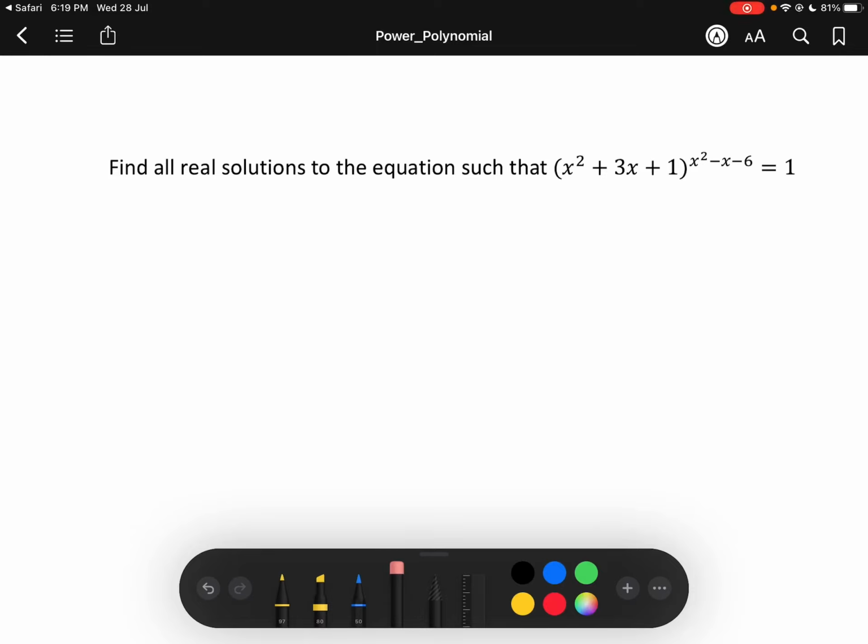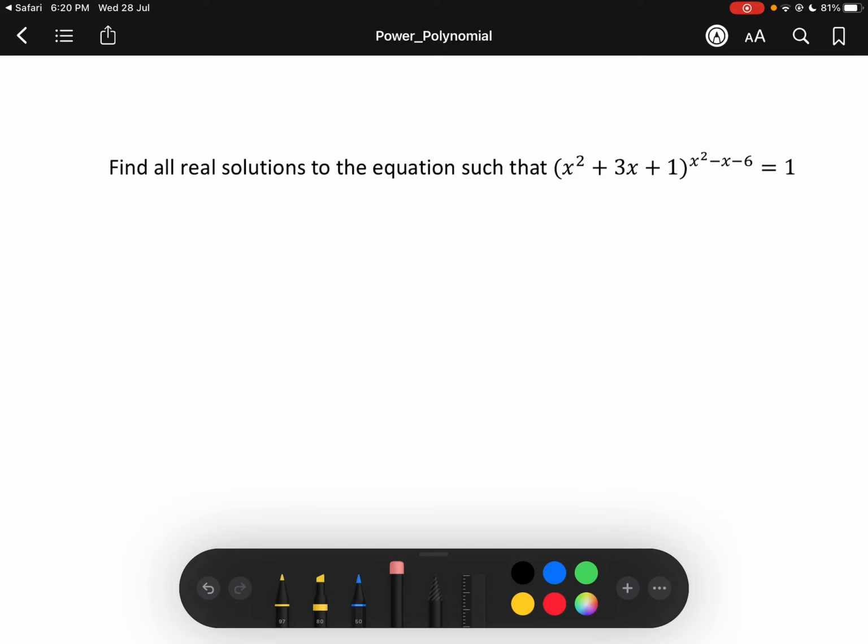Good evening and welcome to this calculus short where I'm going to go over this interesting question I found from a previous New Zealand Maths Olympiad. The question says to find all real solutions to the equation such that (x² + 3x + 1)^(x² − x − 6) = 1. You can pause the video right now to see if you want to give a go at the problem yourself.